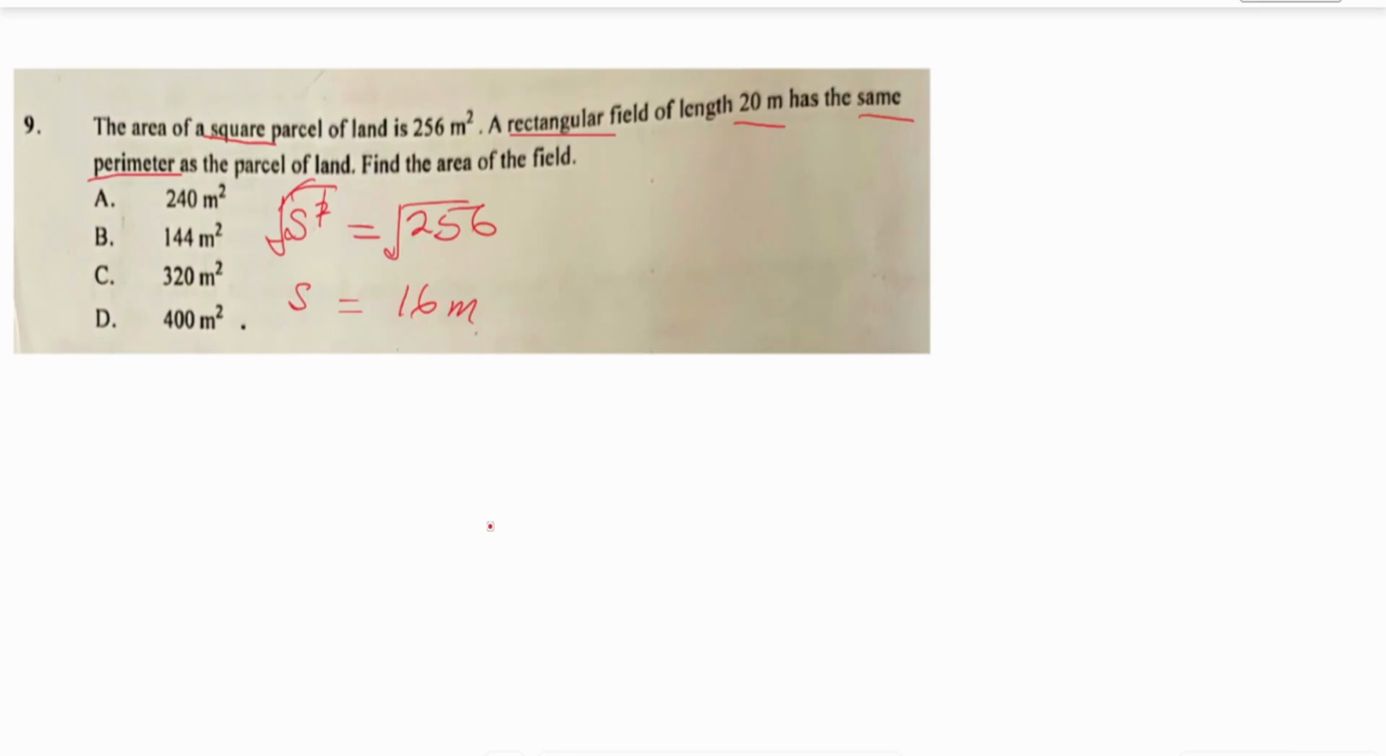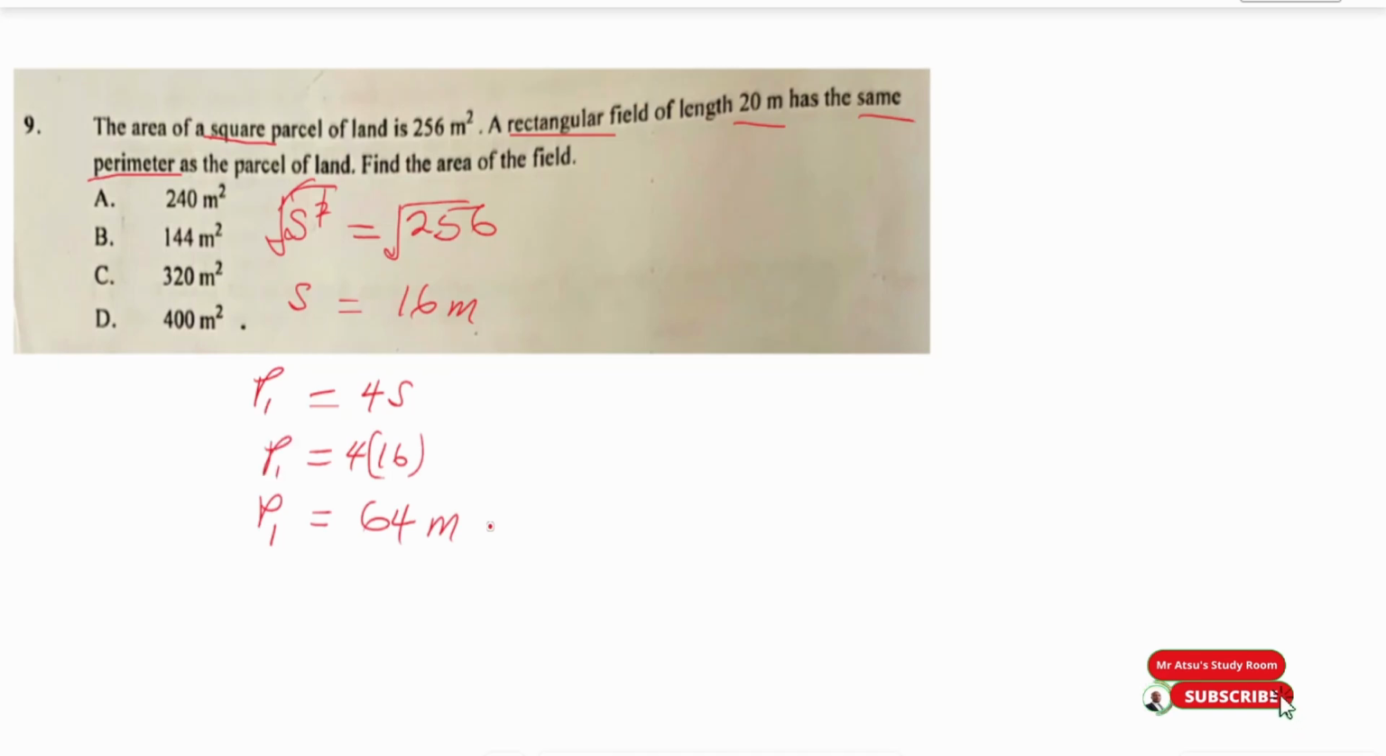Then the question went on to say that this square has the same perimeter as the rectangle or the rectangular field. The perimeter of a square is when we add the length of all four sides. So perimeter of this square, let me call it P, equals, for a square all sides are equal, right? So that would be 4x. And that would be equal to 4 times 16, which is 64 meters. So that's the perimeter. Let me call it P1. Good. And now let's come to the rectangle.